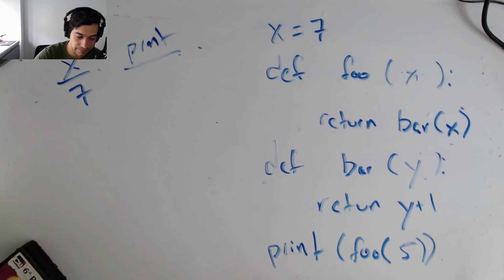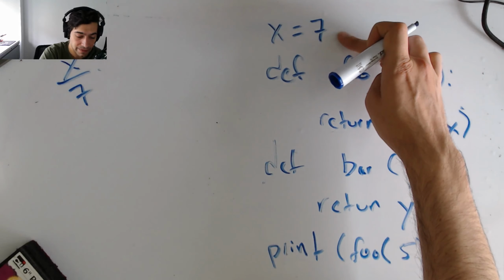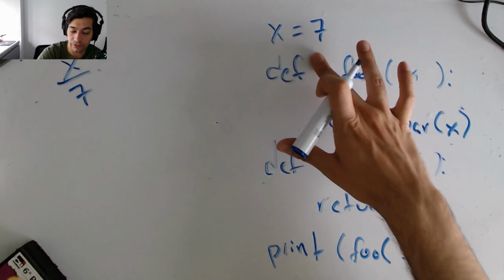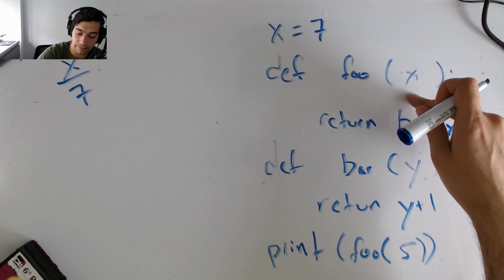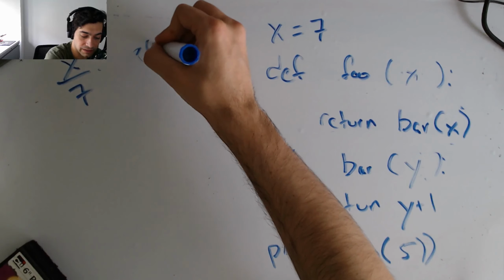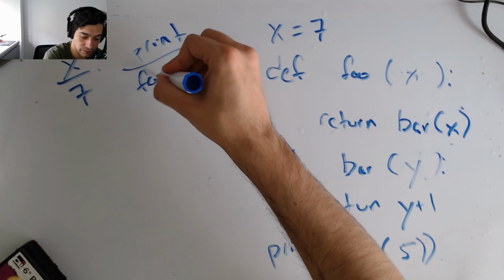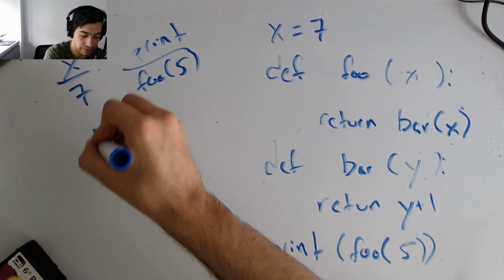Let's test it out. So we still define x as 7 at the top of the program. This doesn't affect anything of what we do later. I only put this here to show you that this global scope isn't going to impact our local scope within each function. So first thing I want to do, I say print. And I say, okay, well, I want to print foo of 5. What is foo of 5?